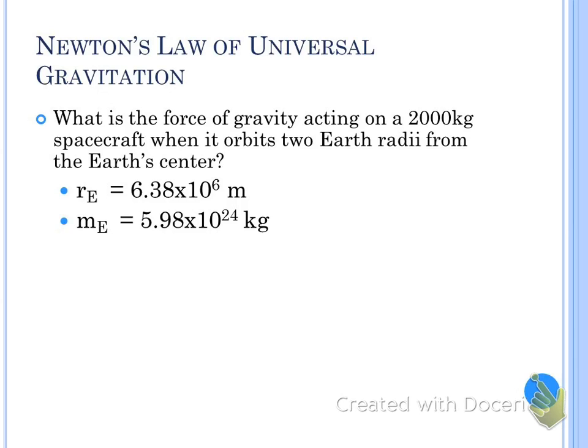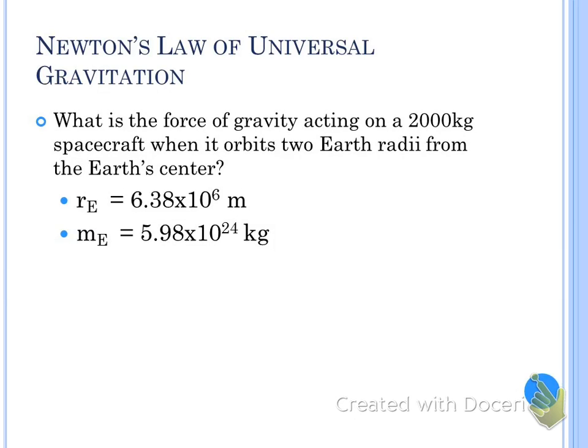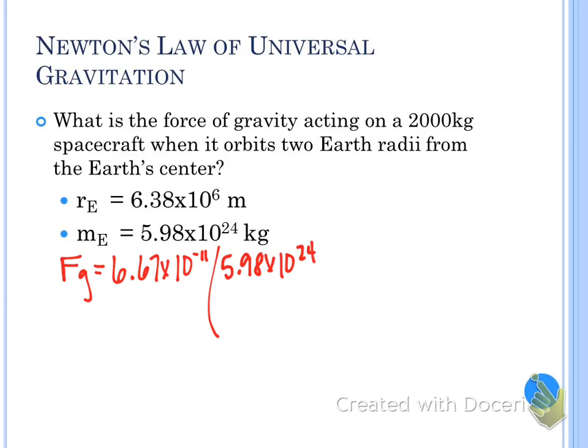But now we're going to go ahead and start solving here. So we need to solve for the force of gravity, or F sub g. So let's go ahead and set up our equation here. F sub g is equal to 6.67 times 10 to the negative 11th times m1, which is, we'll just say, the mass of the Earth, and m2 is the mass of this spacecraft, which is 2,000 kilograms, over the radius.